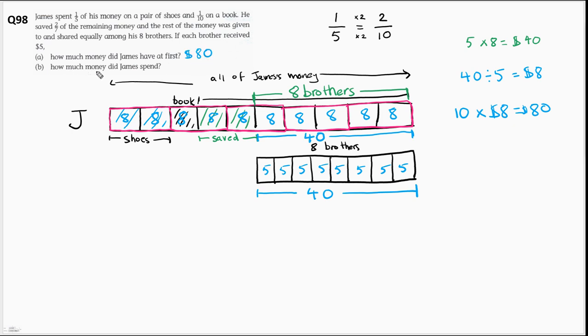And then what are we asked? How much money did James spend? And that's where we need to go back to our model and think, where is the bit? What did he spend? Well, this is what he saved. This is what he gave away. This is what he spent. 2 parts on the shoes and 1 part on a book. So that's 3 times 8. And 3 times $8 is $24. Okay, and that's that second answer.